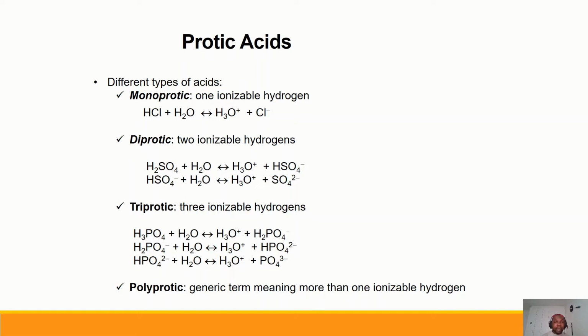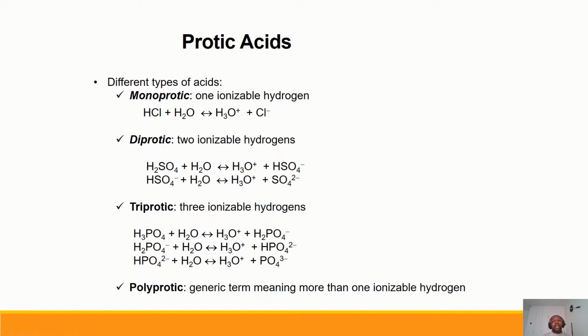Protic acids. So we have different types of acid. We have monoprotic, diprotic, triprotic and polyprotic. Monoprotic, as the name sounds, is the one that ionizes to give one hydrogen. So for example, hydrogen chloride is going to give one hydrogen, and that's why it is monoprotic. Diprotic, you can see they have two ionizable hydrogens. So for example, sulfuric acid is going to give the two hydrogens that it has when being dissociated in water.